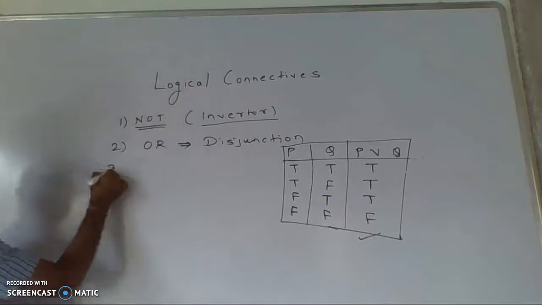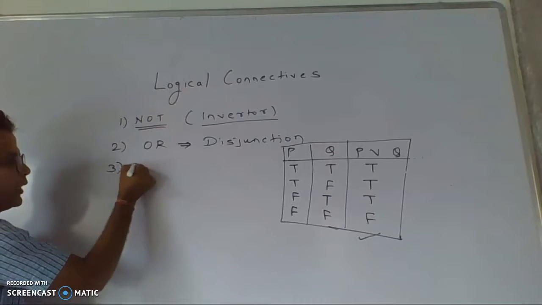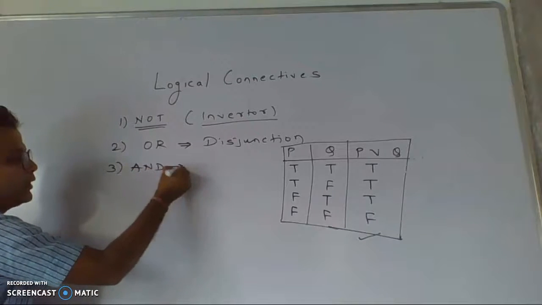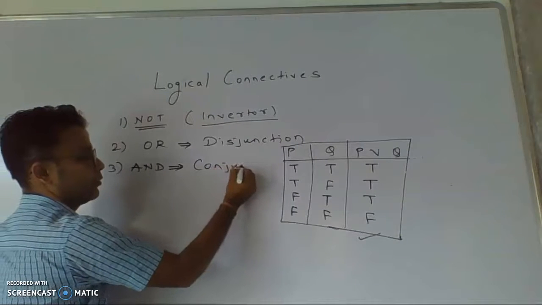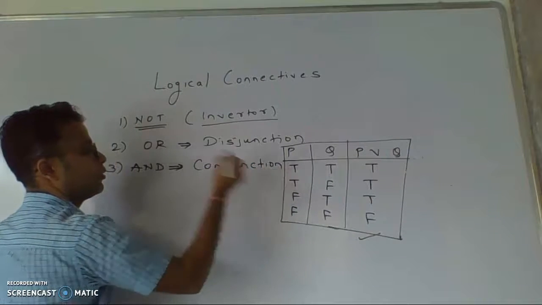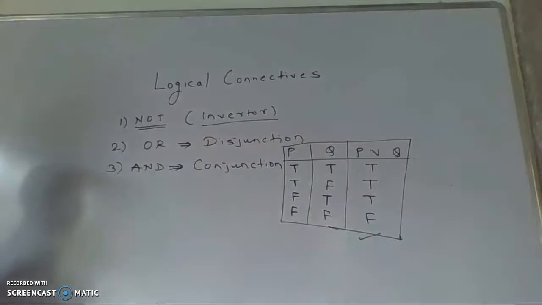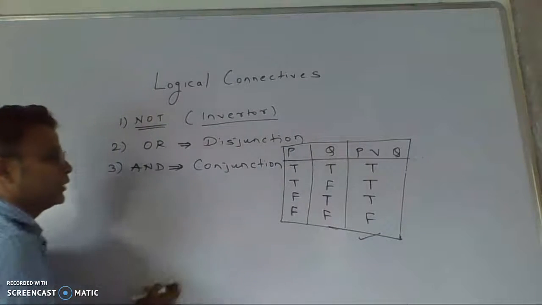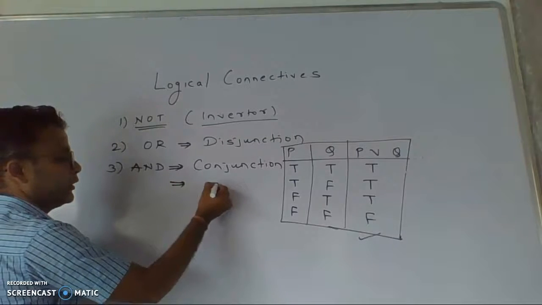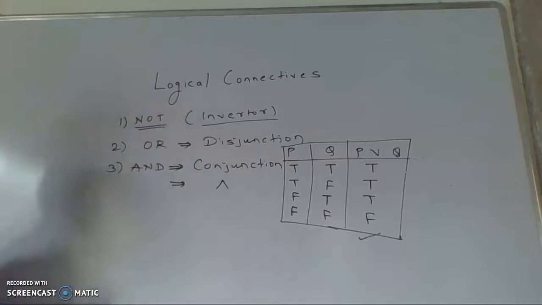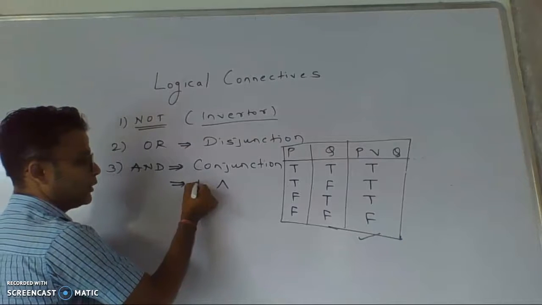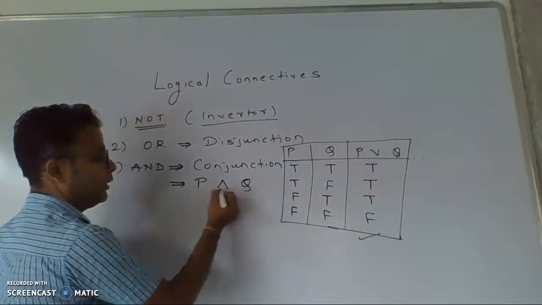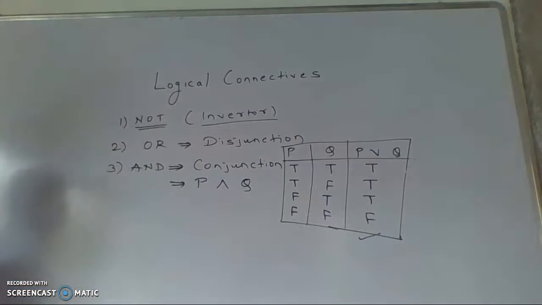The third kind of logical connective is AND. In mathematical logic, AND is also called conjunction. AND is called conjunction. This is the term that is used to denote it. And its notation is an inverted V. This kind of symbol is used to denote AND. For two statements P and Q, the conjunction is denoted by P and Q. This symbol is used for AND.